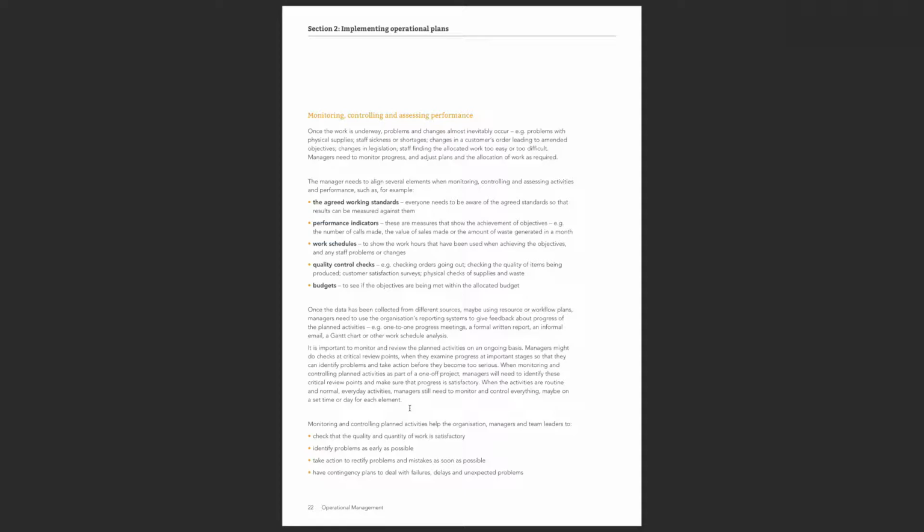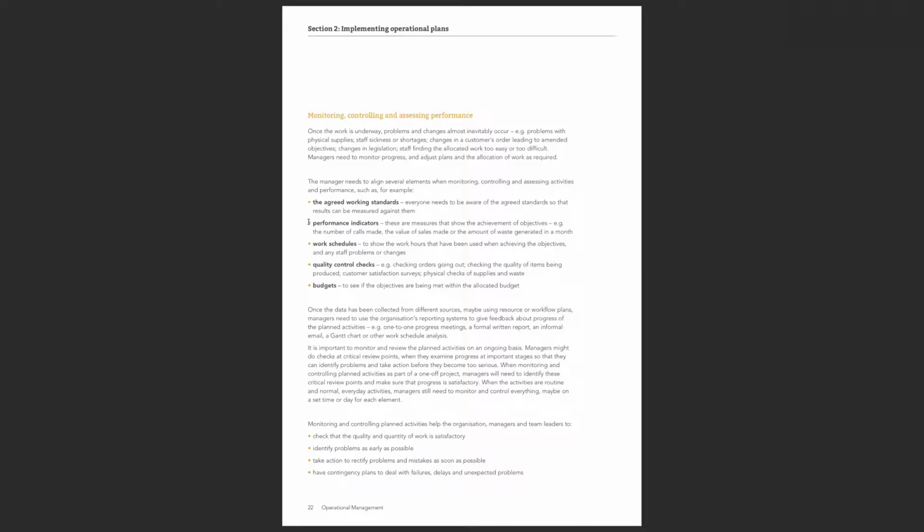You need to align several elements when monitoring, controlling and assessing activities and performance, such as, for example, the agreed working standards. Everyone needs to be aware of the agreed standards so that the results can be measured against them. Performance indicators. There are some measurements that can show the achievement of the objectives. For example, the number of calls made, the value of sales made, or the amount of waste generated within a month. In our example, how many online appointments you have booked, how many referrals.